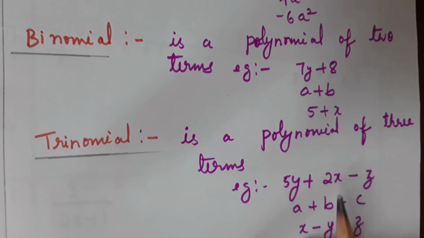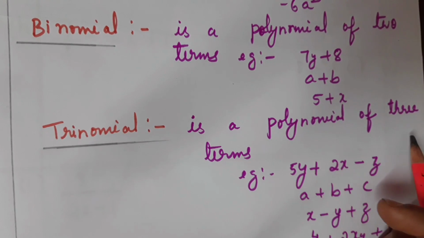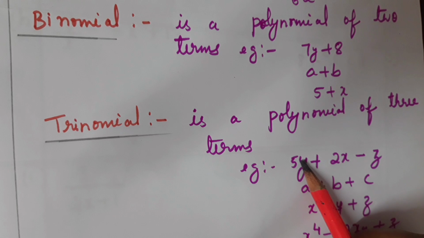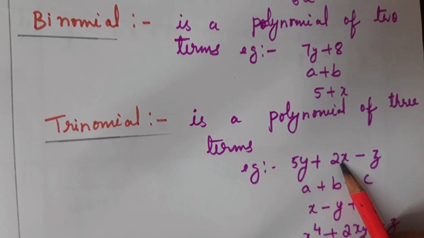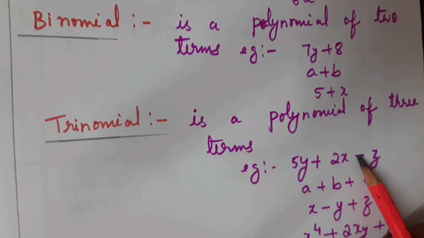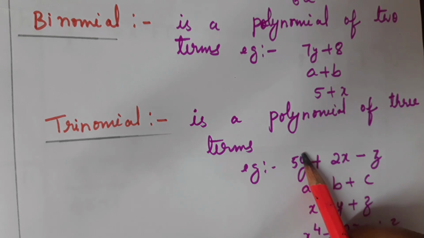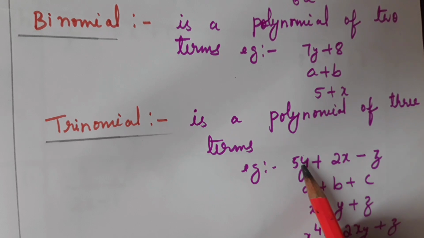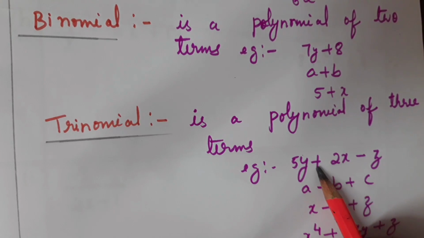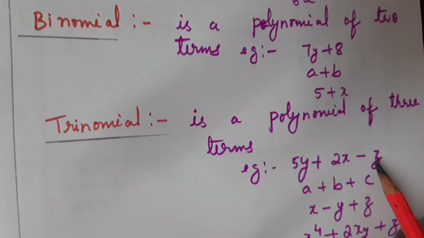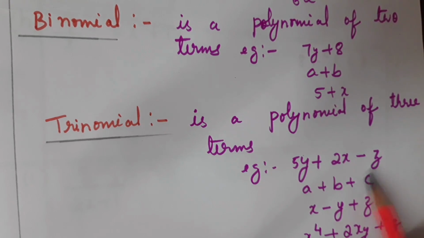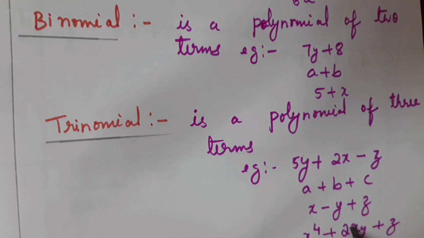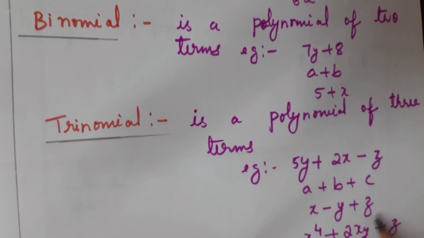Next is trinomial. Trinomial means a polynomial of 3 terms. 5y is the first term, plus comes, then 2x is the second term, then a minus symbol is given, so z is the third term. First term, second term, third term. So 3 terms means trinomial.